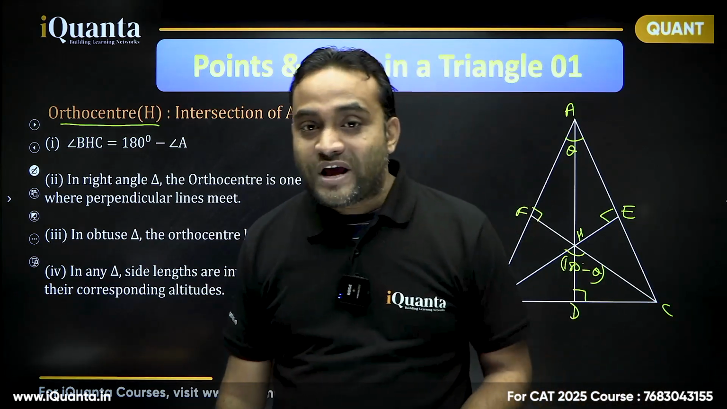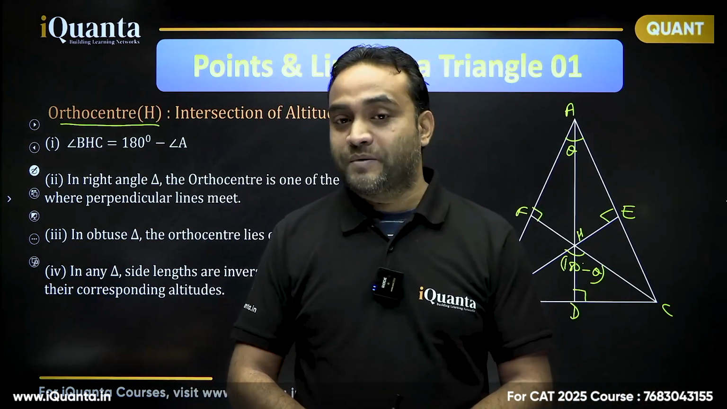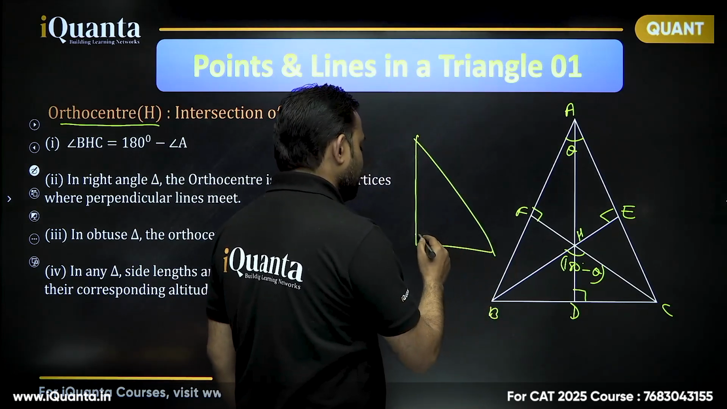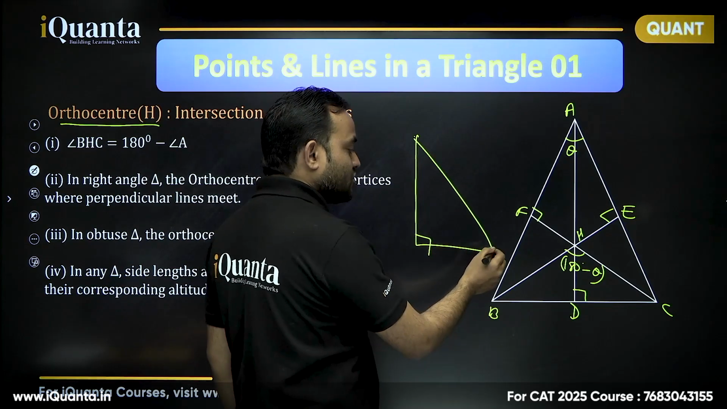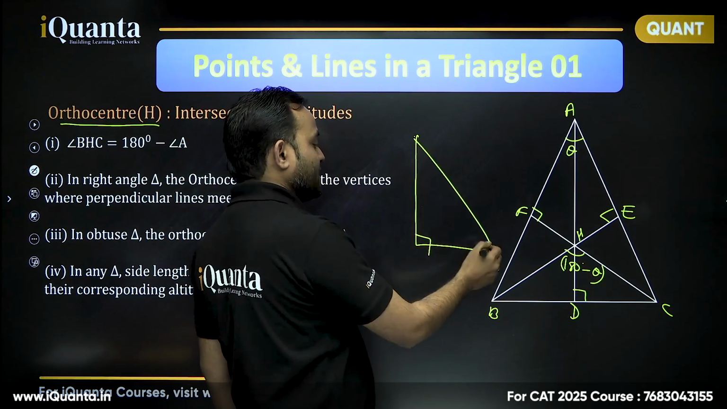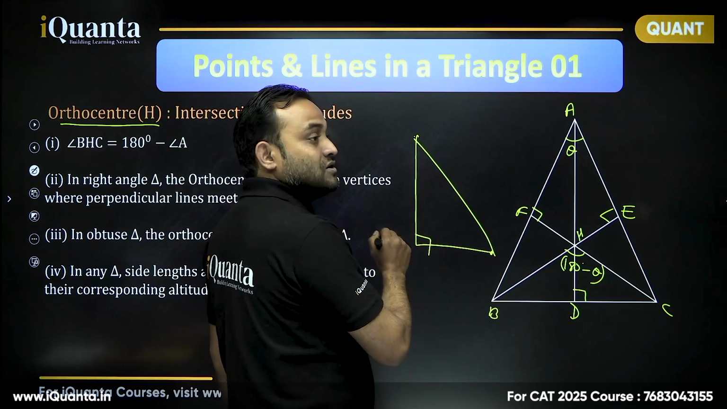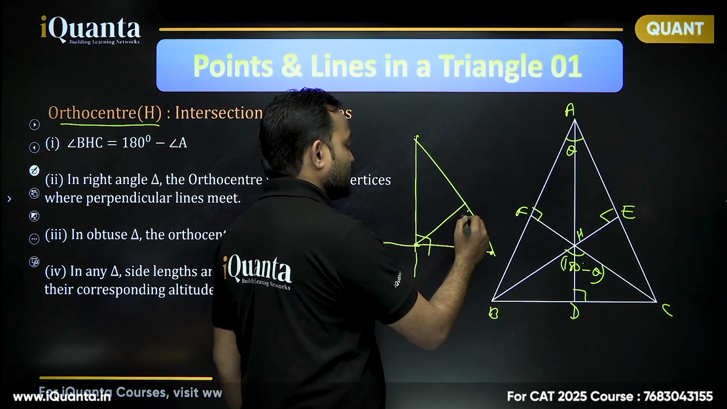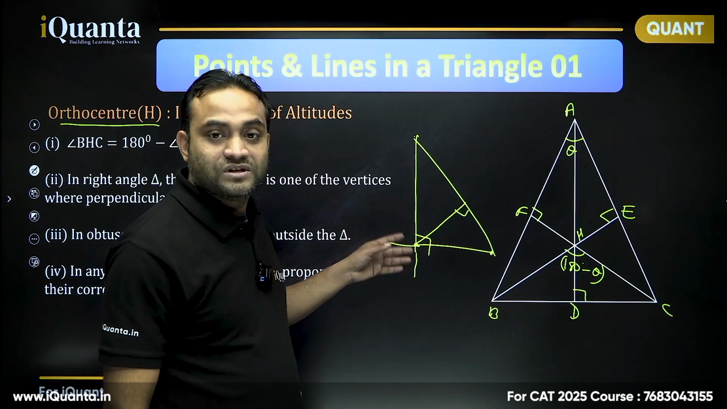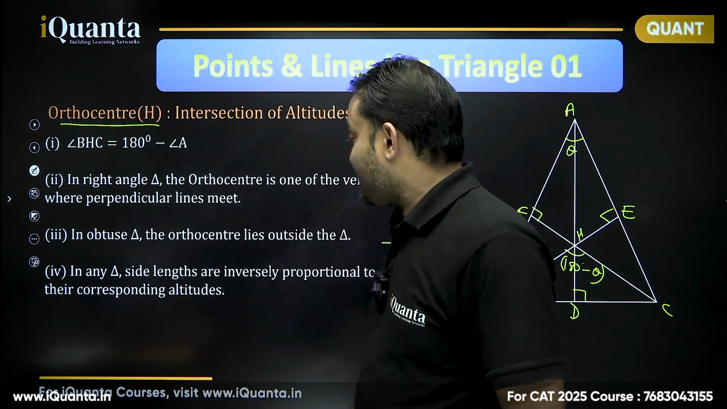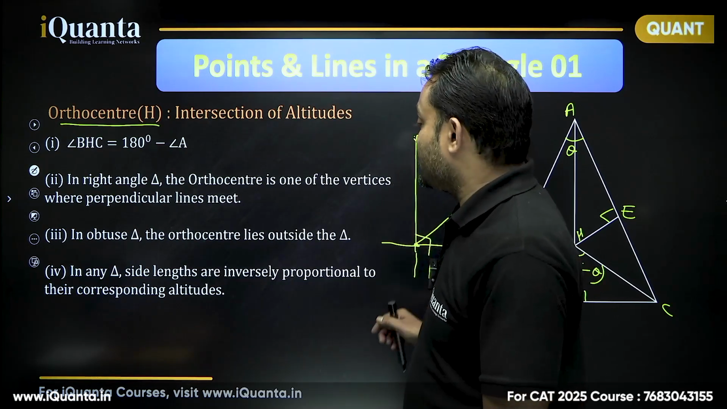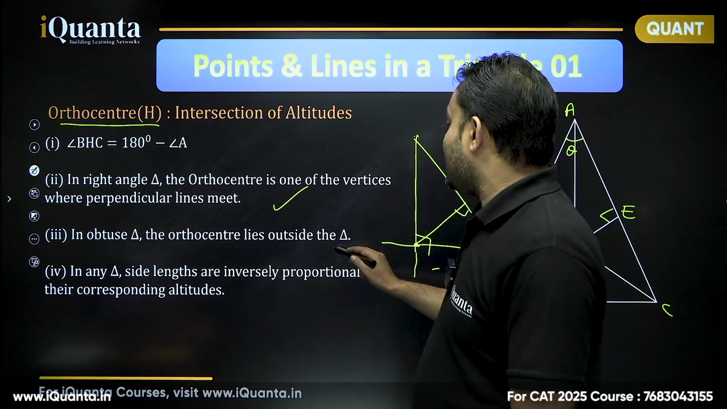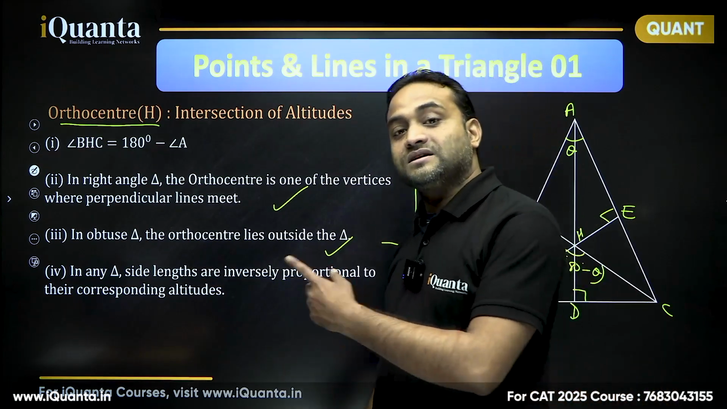So altitude है क्या? एक वर्टेक्स से दूसरे साइड पे परपेंडिकुलर ड्रॉ करते हैं, है ना. तो राइट एंगल ट्राइंगल में क्या है? इस वर्टेक्स से इस लाइन पे परपेंडिकुलर ड्रॉ किया, इस वर्टेक्स से इस लाइन पे परपेंडिकुलर ड्रॉ किया, तो ये हमें इंटरसेक्शन पॉइंट मिल रहा है. तो अगर यहां से हम ड्रॉ करें परपेंडिकुलर तो ये यहीं से तो जाएगी. This is what it says कि जो ऑर्थोसेंटर है वो ये वर्टेक्स होगा where two perpendicular lines meet. In obtuse triangle, the orthocenter lies outside the triangle, just like the circumcenter.